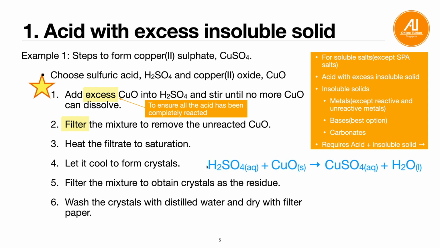So sometimes they might ask you for the balanced equation. So this one, H2SO4 plus CuO will give you copper sulfate aqueous plus H2O. Take note, copper oxide will be in a solid state. So you will remove the excess, then you get your solution, then you do crystallization to get a crystal out. And make sure you balance it, of course.